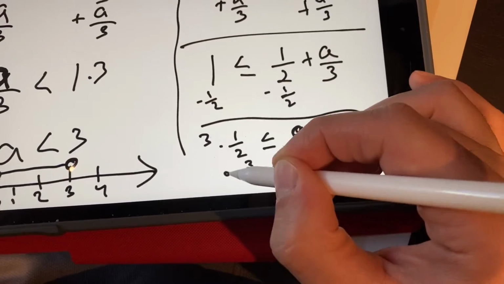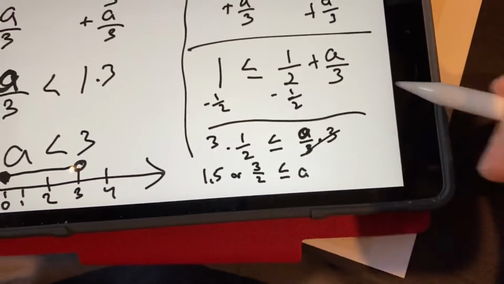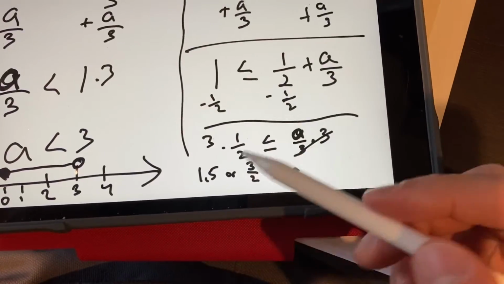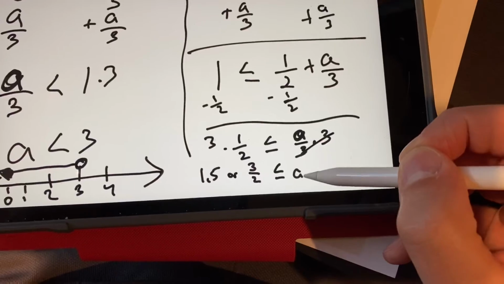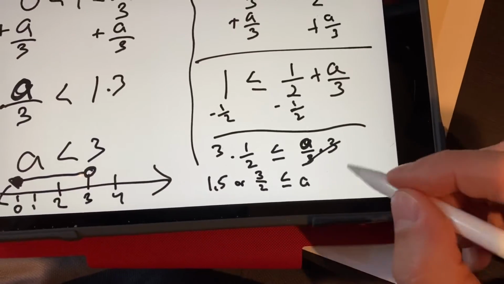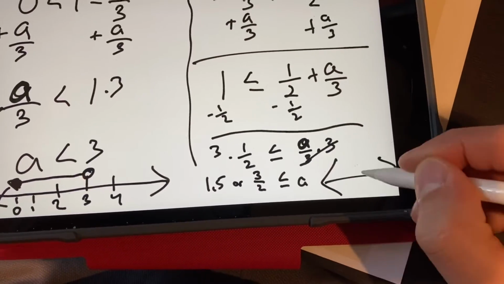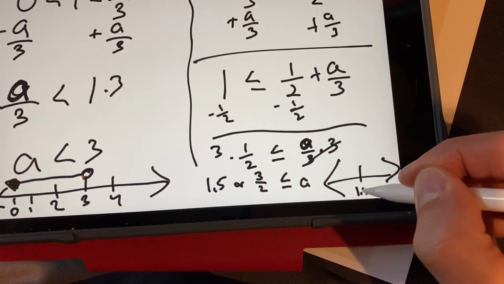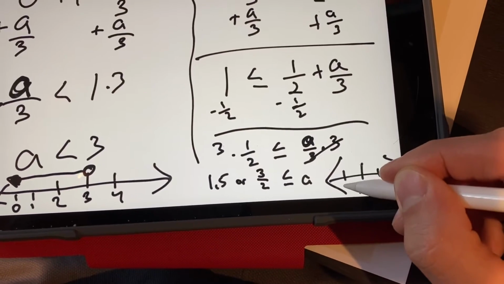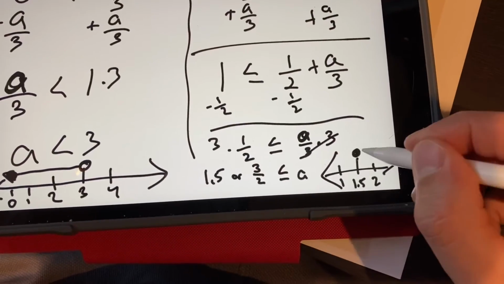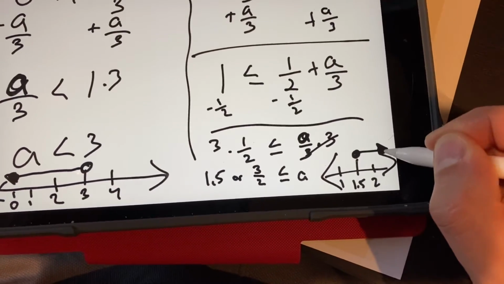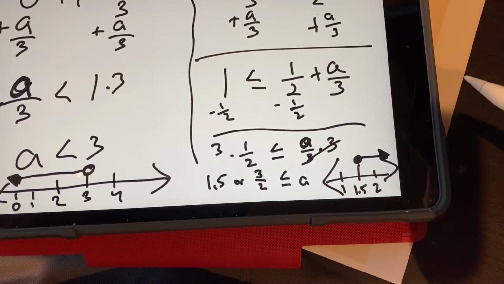If you want to go crazy, we can even write it as 1.5. I know some of us like that. So 1.5 or 3 over 2 is less than or equal to A, or A is greater than or equal to that number. Take a look at the inequality symbol. We have 1.5 here, we have 2, we have 1. We do a closed circle because it's equal to it, and we want everything that's greater than. So that's what that side looks like.